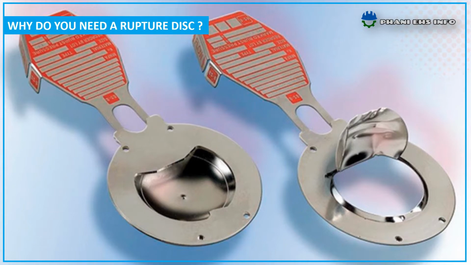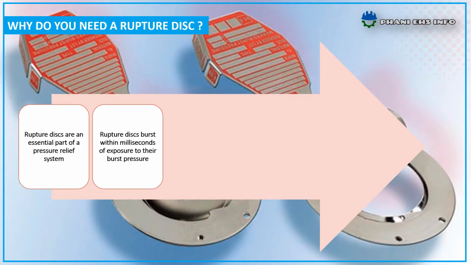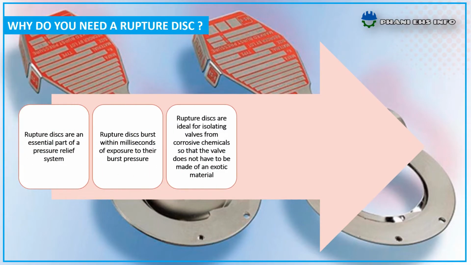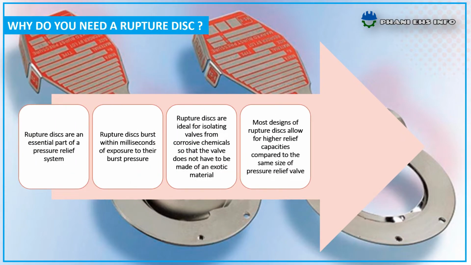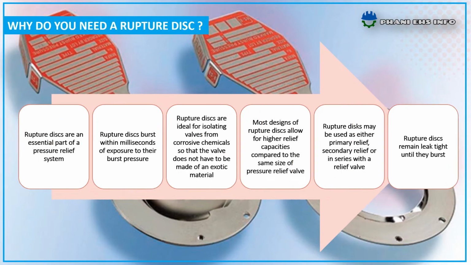Why do we need a rupture disc? Rupture discs are essential part of pressure relief system. Rupture discs burst within milliseconds of exposure to their burst pressure. Rupture discs are ideal for isolating valve from corrosive chemicals so that the valve does not have to be made of an exotic chemical. Most designs of rupture disc allow higher relief capacities compared to the same size of pressure relief valve. Rupture disc may be used either primary relief, secondary relief, or in series with a relief valve. Rupture disc remain leak tight until they burst.